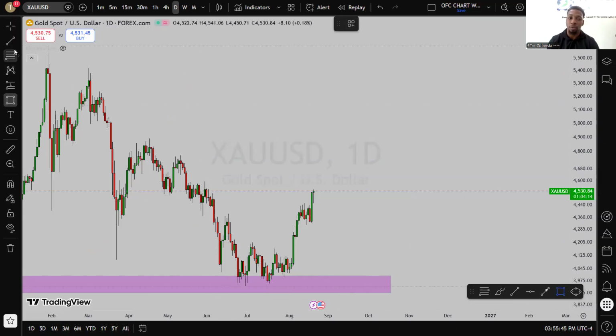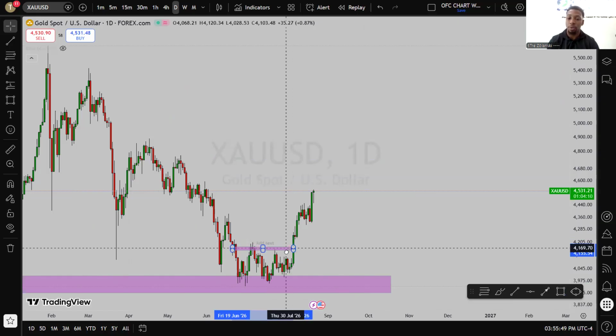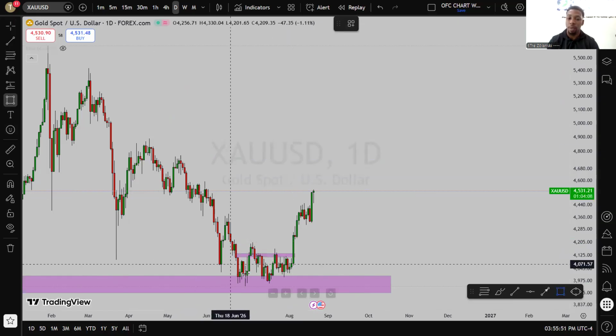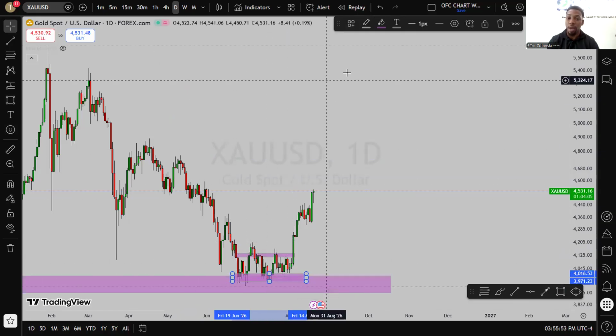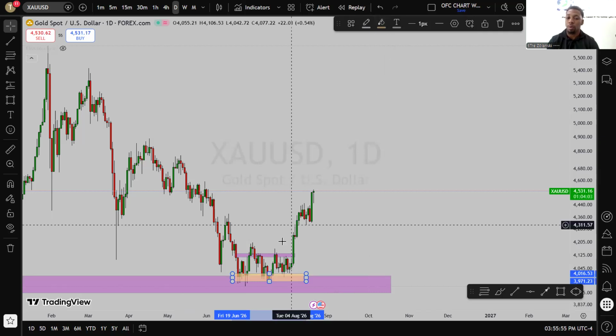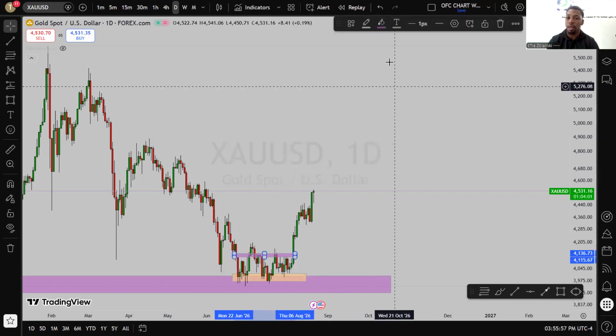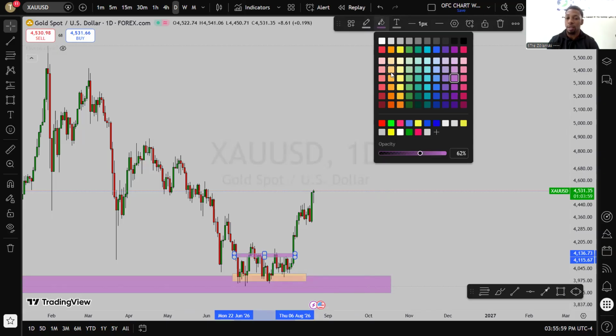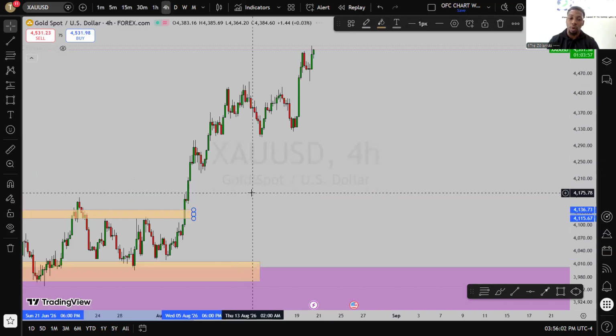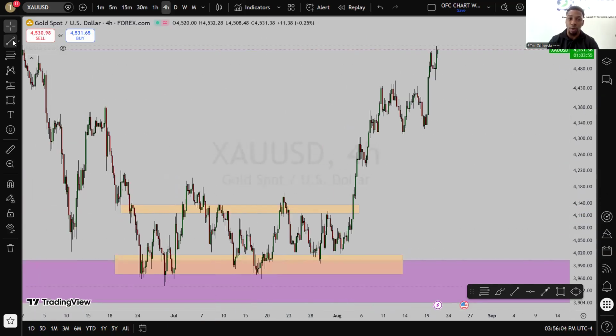Based off of the H4 and the daily structure, we were in a downtrend and we ended up breaking structure on the H4 and the daily. As you can see here, we have a consolidation area, and price is in a high probability area. So price consolidated and then broke out of the consolidation.